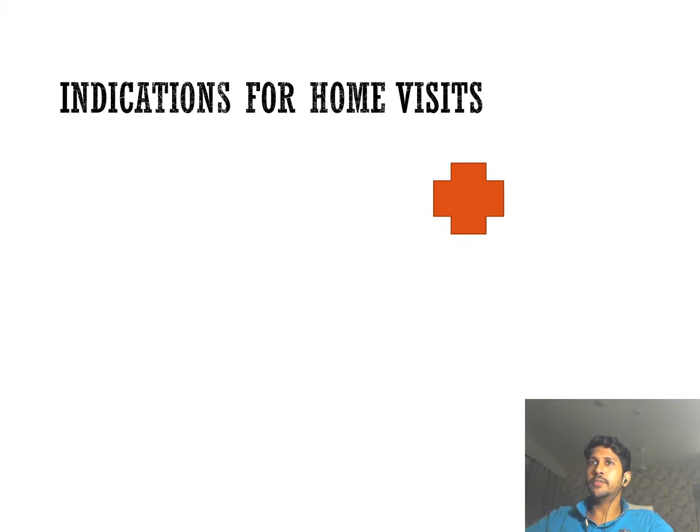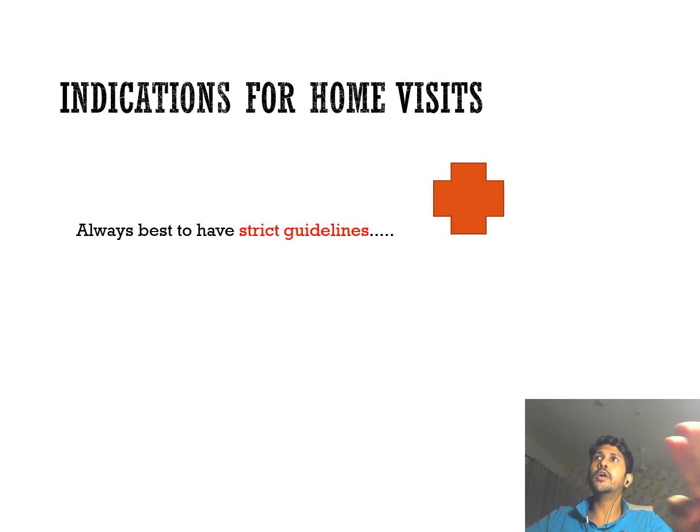So the indications for home visits. Always it is best to have strict guidelines. So you follow the guideline always. So there are no conflicts of interest. So you are not making a decision to pay a home visit just because the patient can afford it, but because it is possible as per your guideline. That must be your principle. So to maintain your principle, to have a firm word on the ability to do a home visit, you have to have your strict guidelines.